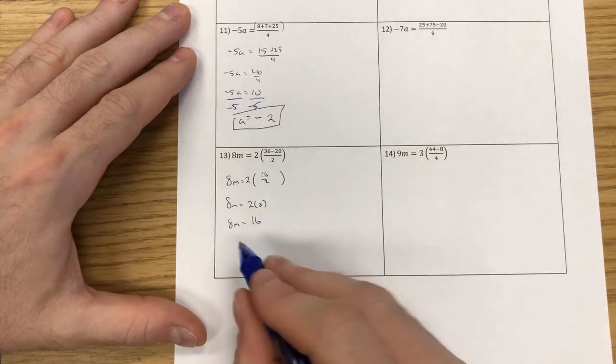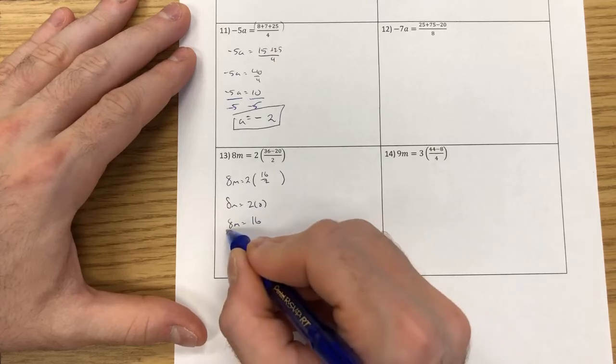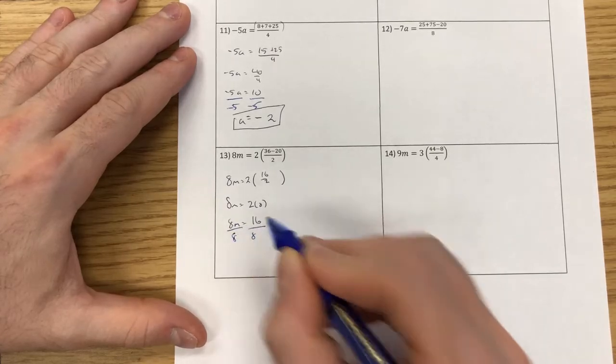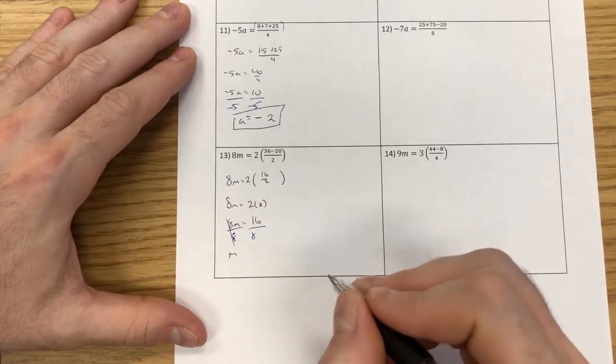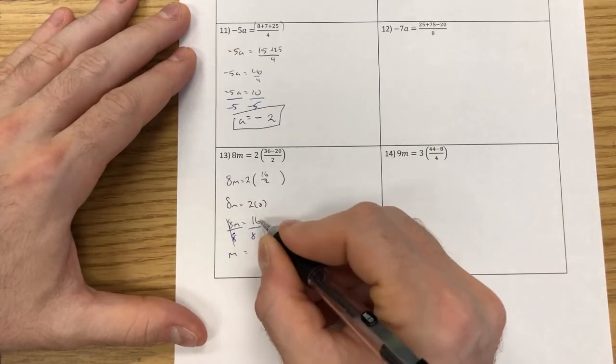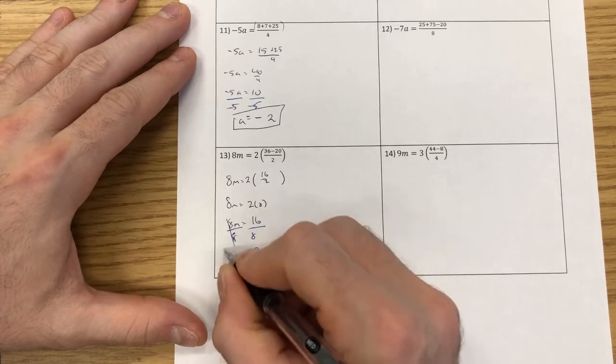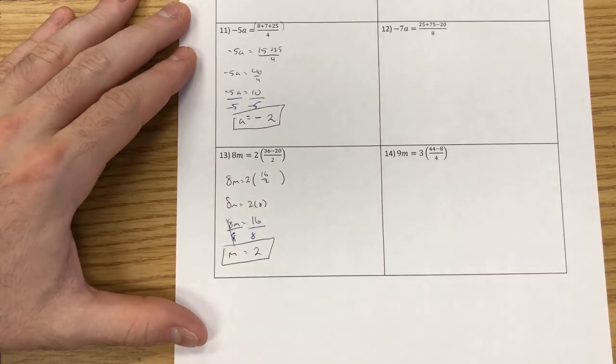The last step, because this is connected via multiplication, I undo it with division. So I'm going to divide the left and get m, because those cancel out. And then I say, how many times does 8 fit into 16? Exactly 2. There we go.